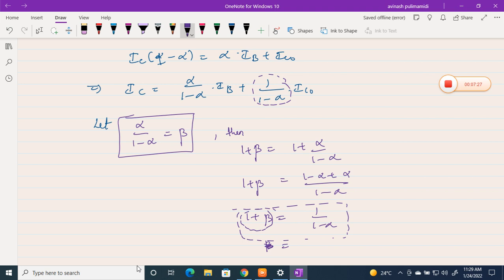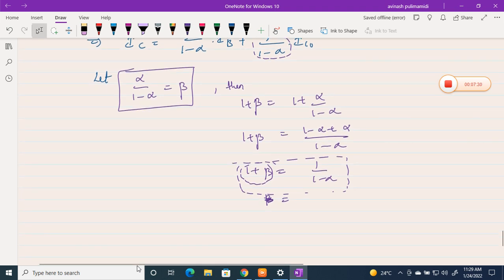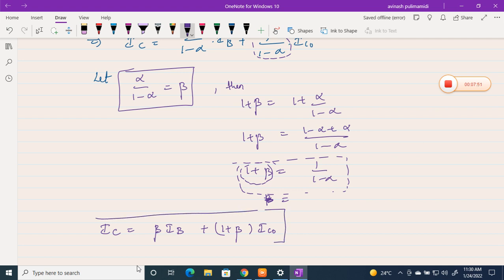So by these substitutions, the collector current will be IC is equal to alpha by 1 minus alpha, which is beta, times IB plus 1 plus beta times IC naught. This is a very simple equation, and it is also very important for the exam. Let us take this as equation number 5.